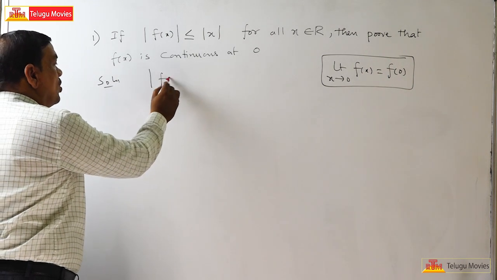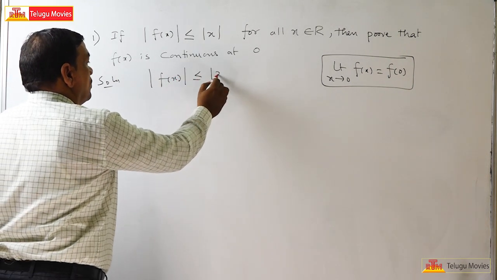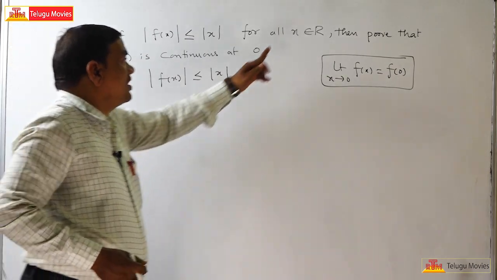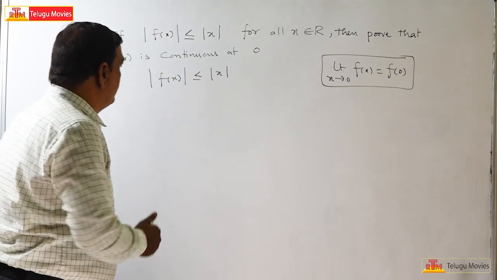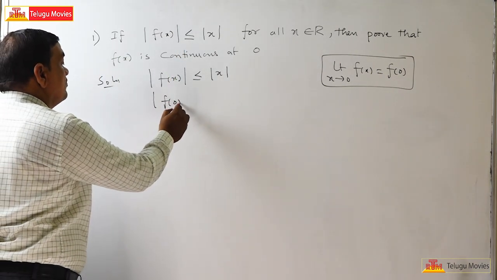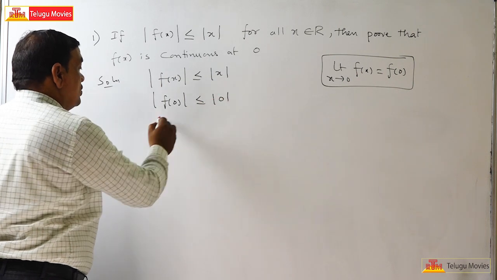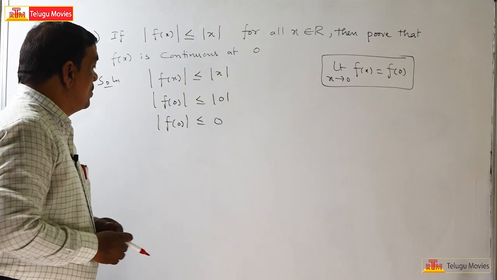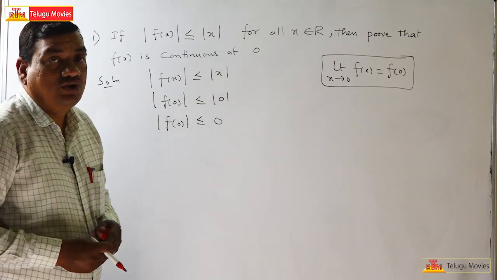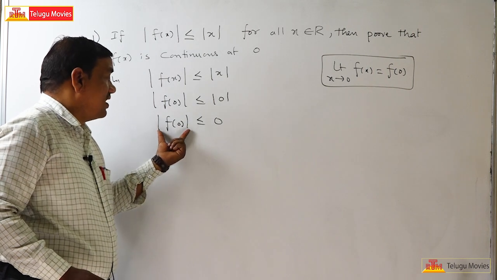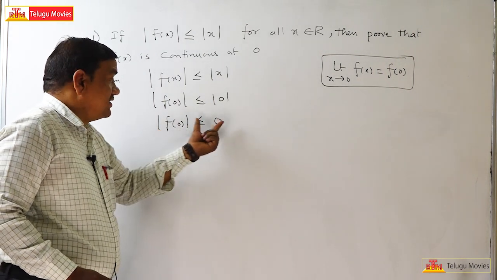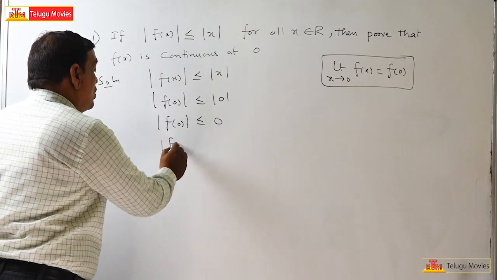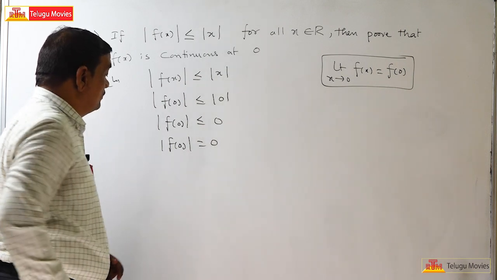First, it is given that modulus of f of x is less than or equal to modulus of x. Let us substitute x equal to 0. Why? Because here x belongs to real numbers. So, modulus of f of 0 is less than or equal to modulus of 0, that is, less than or equal to 0. Whatever may be the modulus value, it cannot be less than 0, it will be 0. That means modulus of f of 0 is equal to 0.